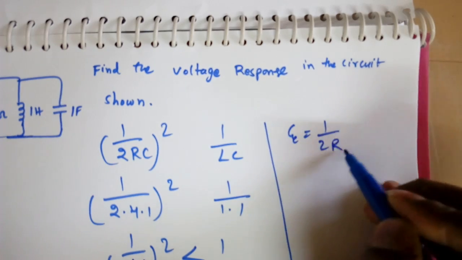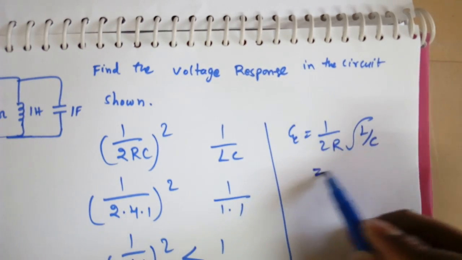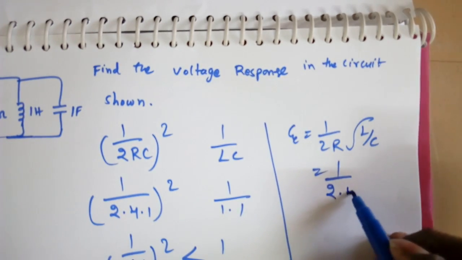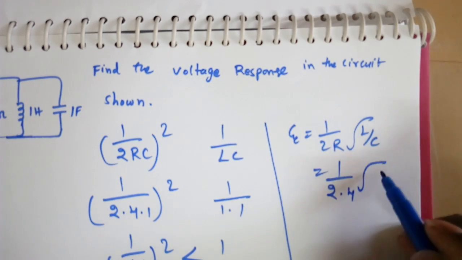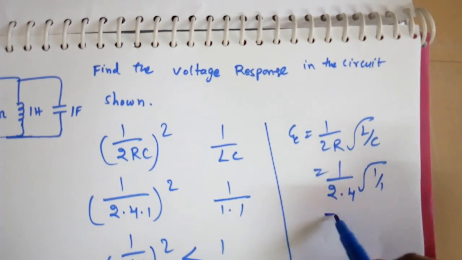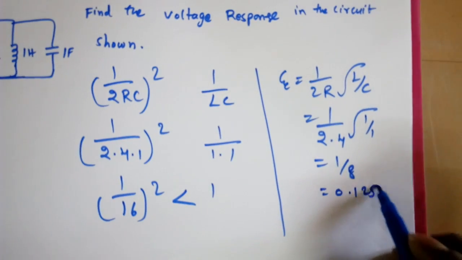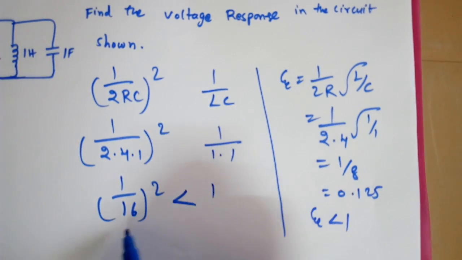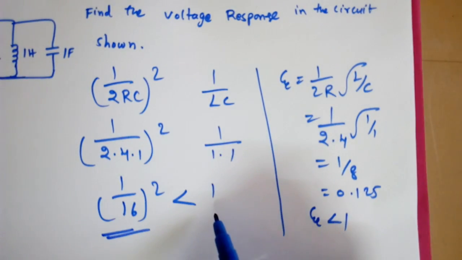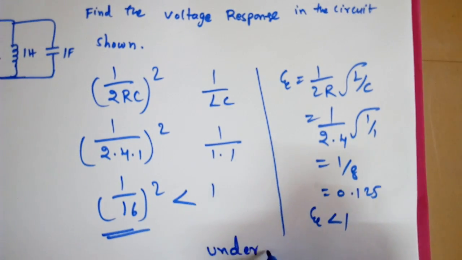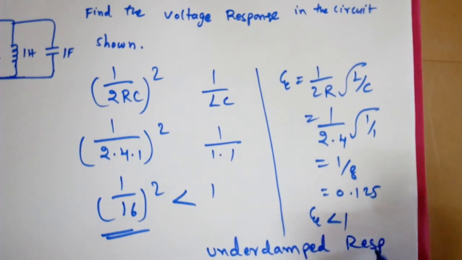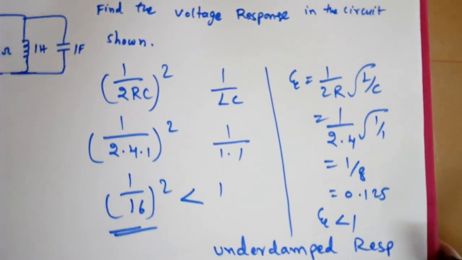Or in the other way, zeta is equal to 1 by 2R root of L by C. That is 1 by 2 into 4, and root of L by C, where L by C is 1 by 1. So it is nothing but 1 by 8, or 0.125. So zeta is less than 1, meaning (1 by 2RC) whole square is less than 1 by LC. So it is an underdamped system, and we will get an underdamped response. The voltage response is an underdamped response.